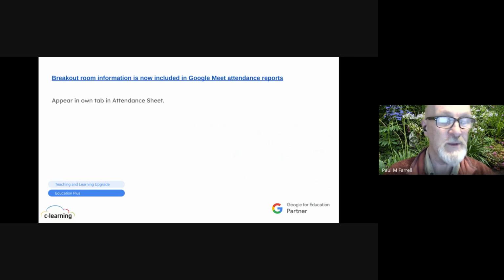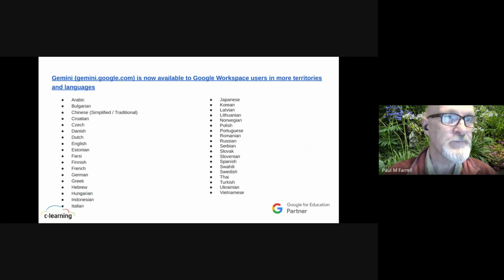I'm assuming it's going to be things like who attended each of the breakout rooms, and you might get the attendance within those breakout rooms, so the time they arrived, the time they left, and things like that. So I'm assuming that's what you get, but I'll double check that and find out.